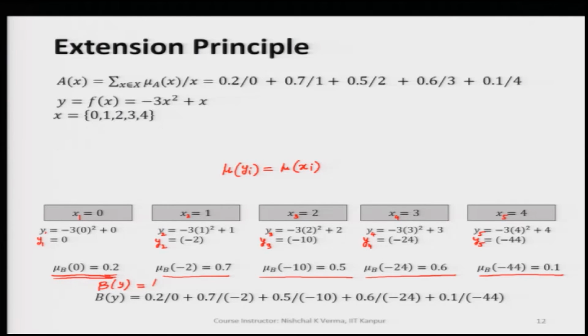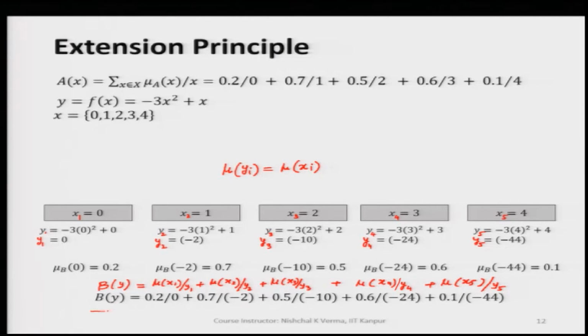So, I can write here one more equation, and this is mu of x 1 over y 1, then mu of x 2 over y 2, then mu of x 3 over y 3, then mu of x 4 over y 4, then mu of x 5 over y 5. This way we are able to get the transformed fuzzy set B of y in the other universe of discourse, that is capital Y. But here we have seen that for this transformation the mapping function connecting the universes of discourse x and y should be known.